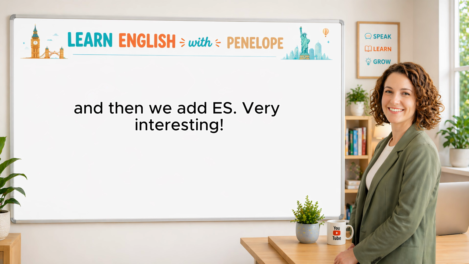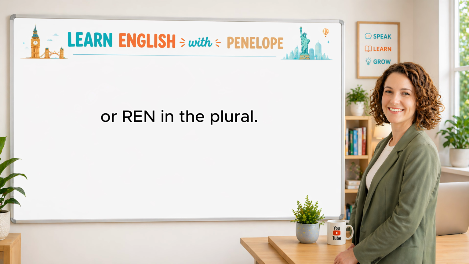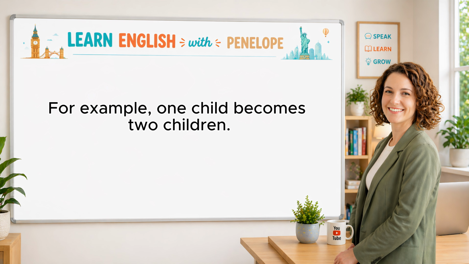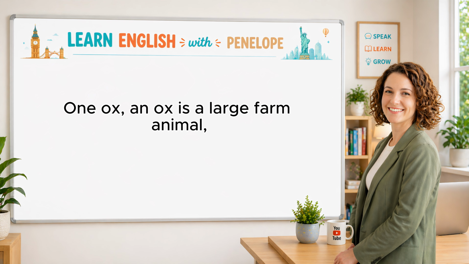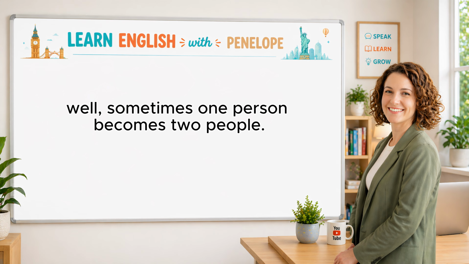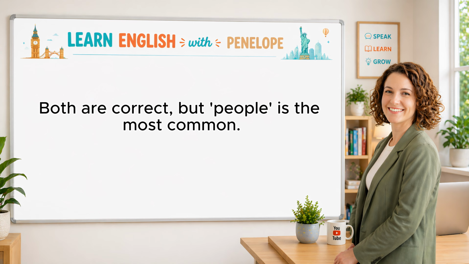Very interesting. The third group is nouns that end in en or ren in the plural. These are very old words in English. For example, one child becomes two children. One ox, an ox is a large farm animal, becomes two oxen. And one person, well, sometimes one person becomes two people, and sometimes it becomes two persons. Both are correct, but people is the most common.